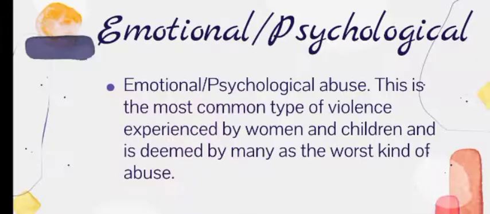Next is emotional or psychological abuse. This is the most common type of violence experienced by women and children and is deemed by many as the worst kind of abuse. This type of abuse is more on life-threatening, controlling, and also forcing unwanted sexual acts.